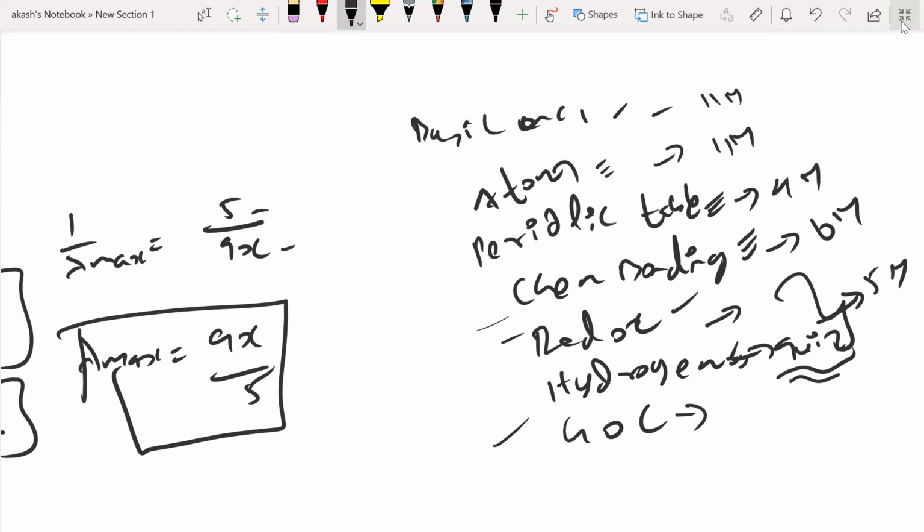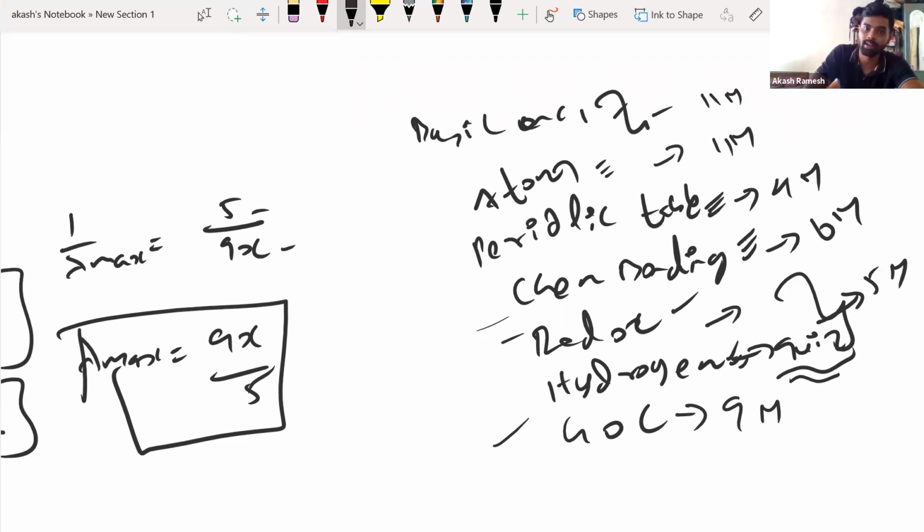And for GOC, organic chemistry, it's 9 marks. And for basic concept of chemistry and structure, both together are 11 marks. Okay, it counts up to 35 marks. So basically the majority is coming from GOC, which has the maximum marks. All the others are a little lesser.